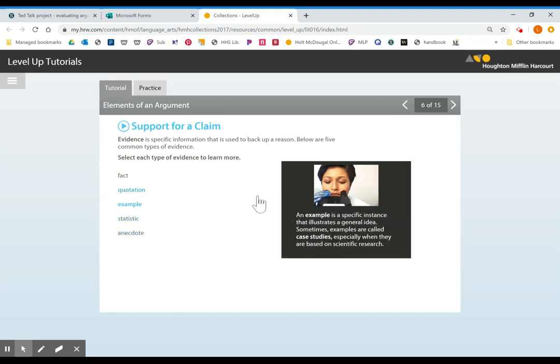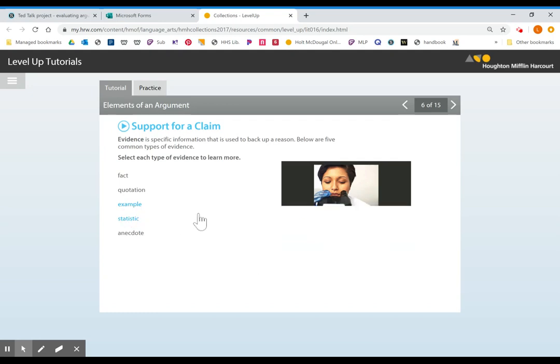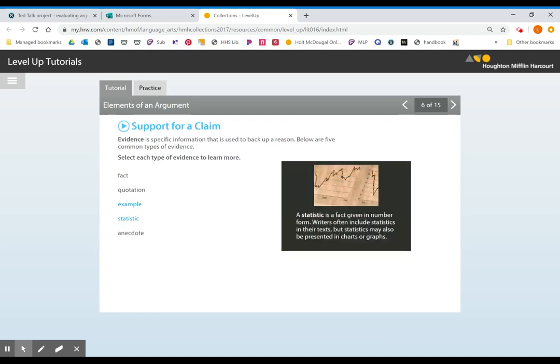You can use an example for evidence, and an example is a specific instance that illustrates a general idea. Sometimes examples are called case studies, especially when they are based on scientific research. You could use a statistic, some numbers, some percentages. A statistic is a fact given in number form. Writers often include statistics in their texts, but statistics may also be presented in the form of charts or graphs. So that is also evidence. To prove your point, you can use numbers.